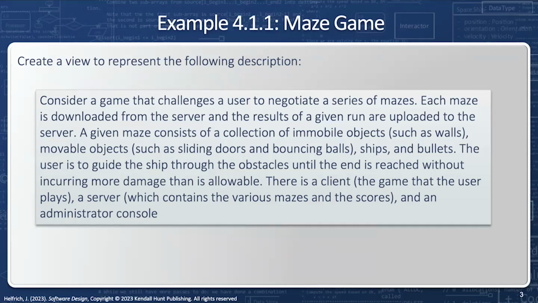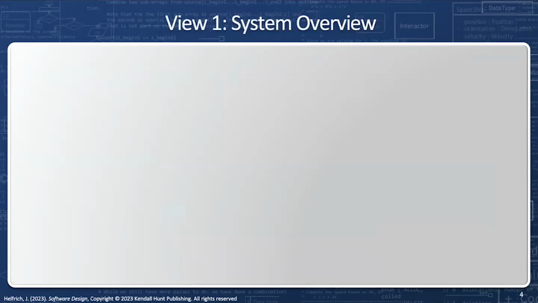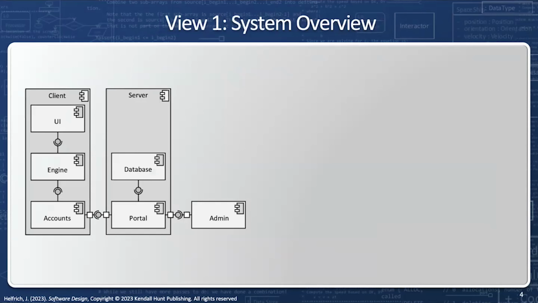The user is to guide the ship through the obstacles until the end is reached without incurring more damage than is allowable. There is a client, and that's the game that the user plays, a server, which contains the various mazes and scores, and an administrative console. So we're going to start with a system overview. So we have the client, we have the server, and we have the admin.